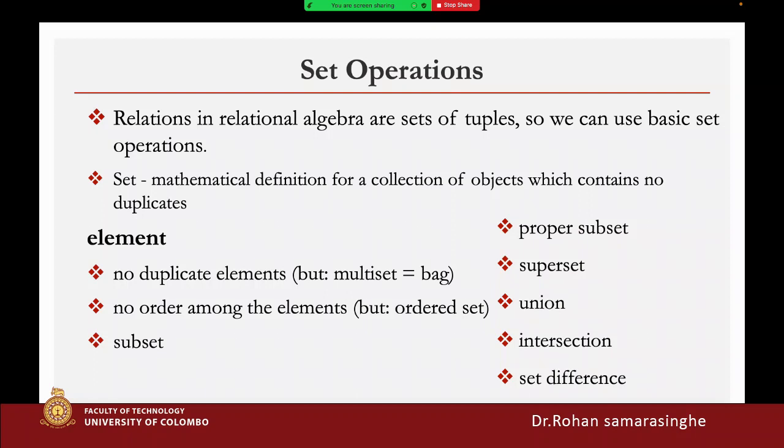The elements of the set operations, once again I will explain. No duplicate elements, as I explained. No order among the elements, also. Here we can find subsets, proper subsets, supersets, union, intersection, set difference, and Cartesian product.